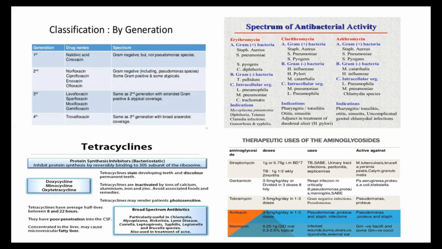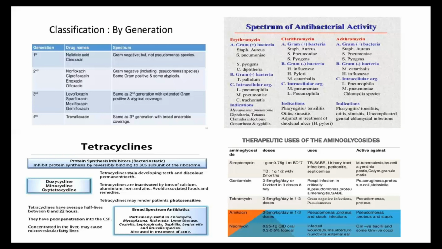Spectrum of antibacterial activity in the case of macrolides. Erythromycin: gram-positive bacteria, Staph aureus, Streptococcus pneumoniae, Streptococcus pyogenes, Corynebacterium diphtheriae; gram-negative bacteria include Treponema pallidum, and intracellular Legionella pneumophila, Mycoplasma pneumoniae, and Chlamydia trachomatis. Clarithromycin: gram-positive and gram-negative, including H. influenzae, H. pylori, and intracellular pathogens Mycoplasma pneumoniae and Legionella pneumophila. Azithromycin: gram-positive like Staph aureus and Streptococcus pyogenes, and gram-negative Moraxella catarrhalis and H. influenzae, and intracellular organisms like Legionella pneumophila and Mycoplasma pneumoniae.